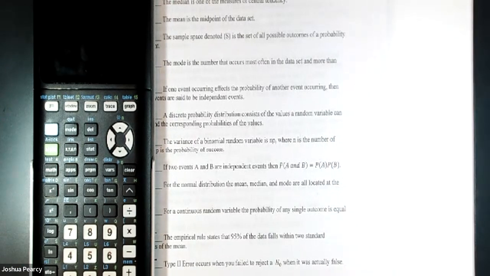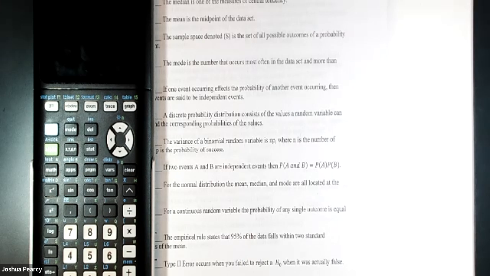True. Be careful. I have been known to put the mean, the median, and the standard deviation or the variance. So if you don't read the problem correctly, you get it wrong. I'm devious sometimes. What else? For a continuous random variable, the probability of any single outcome is equal to 0. True. I explained why that is.